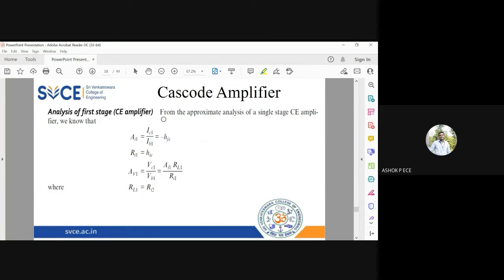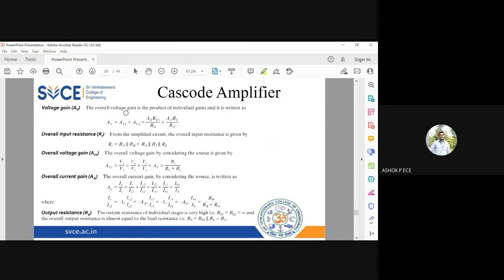For the first stage, in the common emitter amplifier, the current gain is given by HFE, the input impedance is given by HIE, and the voltage gain is given by AI1 into RL1 by RI1, where RL1 equal to RI2. Since you are going to connect the two amplifiers in cascade, the load of the first transistor will be equal to the input impedance of the second transistor. So RL1 will be equal to RI2. When you substitute and do the problems, you have to take this formula for finding the voltage gain for the first stage.